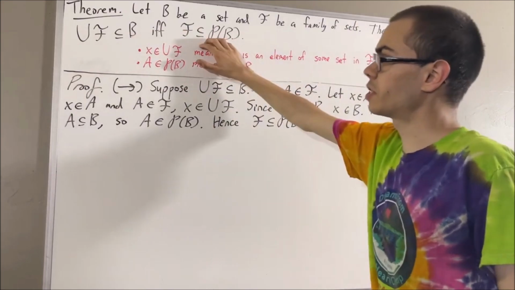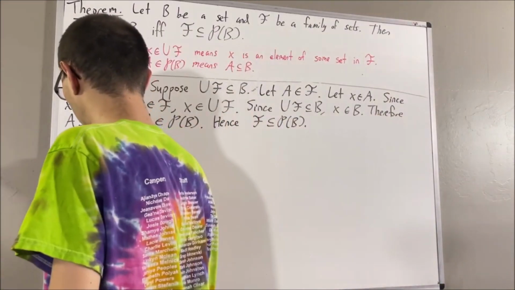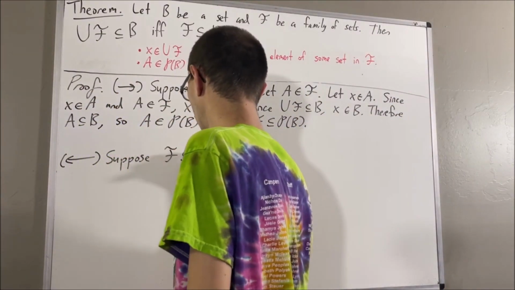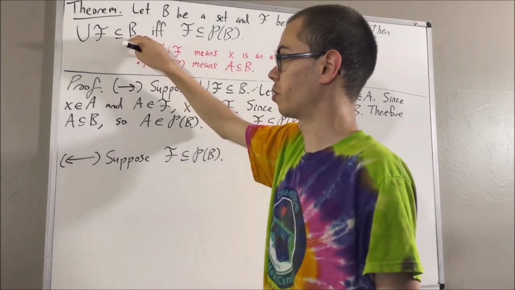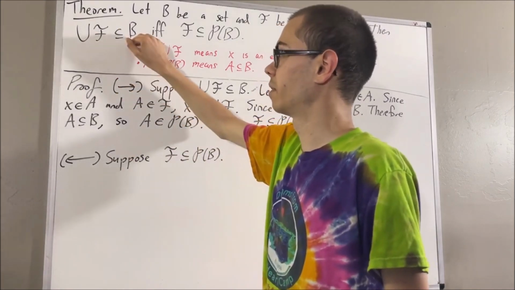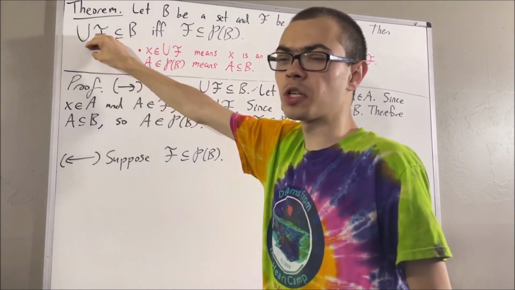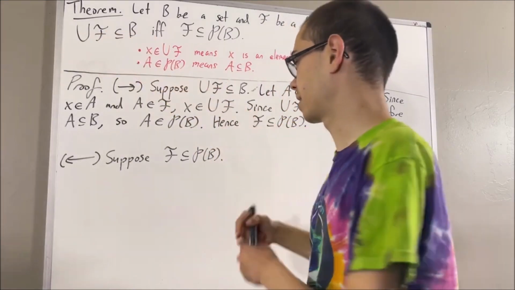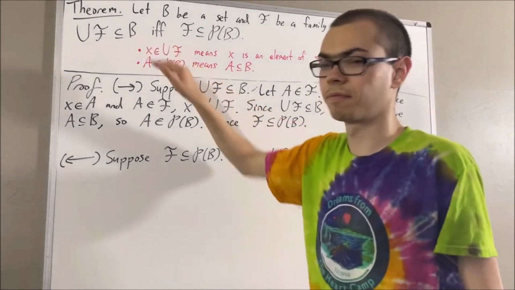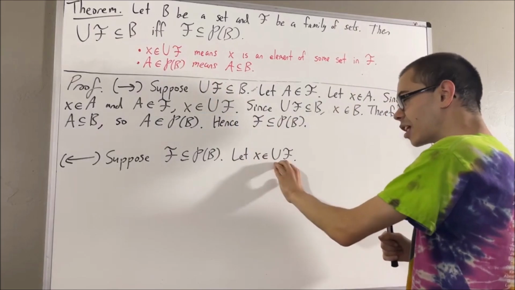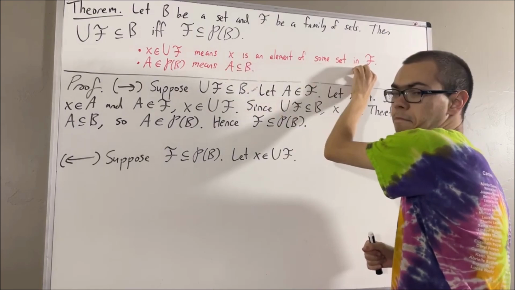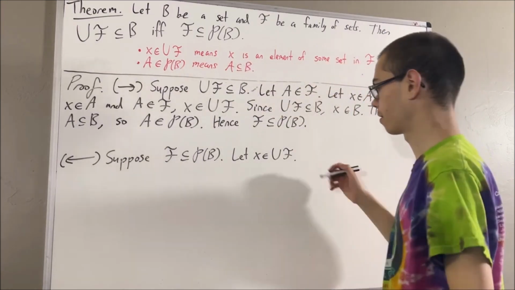Now we're going to show if this is true, then this is true. To do so, suppose this is true. From here, we want to show that this is true. That is, we want to show that everything in the union of F lies in B. Well, to do that, give me an arbitrary element of the union of F. I'll call it X. From here, we want to show that X also lies in B. Well, since X is an element of the union of F, this means that X is an element of some set in F. I'll call that set A.